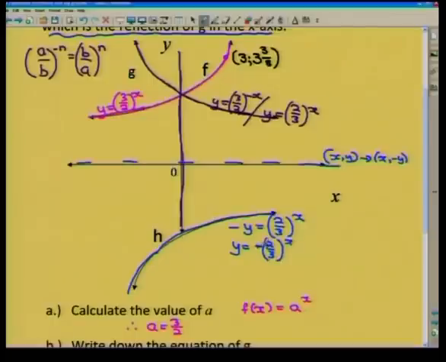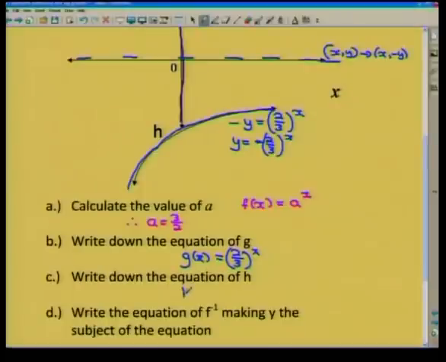Remember, the negative must be outside this bracket, otherwise it depends whether we have an even or an odd amount on the exponent, and then it would be positive or negative. So from definition, we've excluded that possibility. So we put the negative outside of that bracket. Right, so we can go over here and write down the equation of h, which means h(x) will be -(2/3)^x.